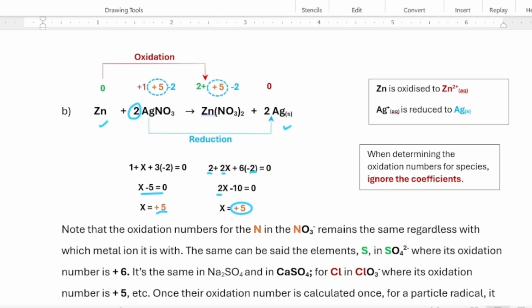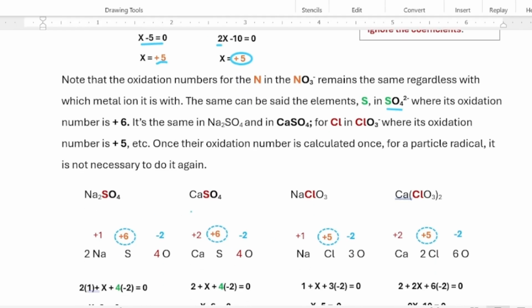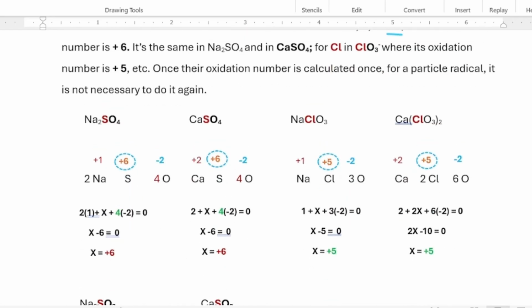The same thing goes for other nonmetals. Let us say that you have sulfur in a sulfate ion. Let us see what it is for sodium sulfate, and then we see what it is in calcium sulfate, so we can make a general rule. Neutral compound, 2 sodiums, 4 oxygens, 1 sulfur. Let x be that for sulfur. So 2 plus x, 4 times negative 2, you end up with x minus 6 is equal to 0, and x is equal to positive 6.